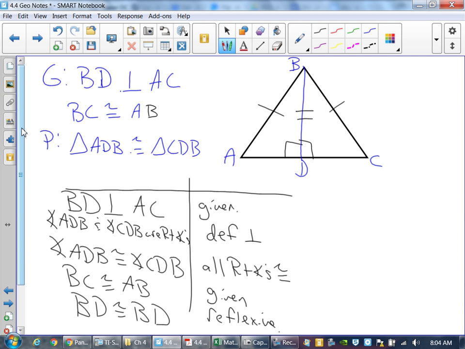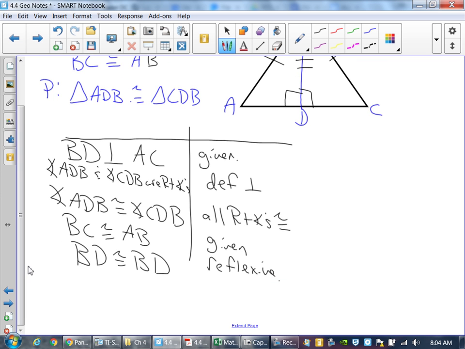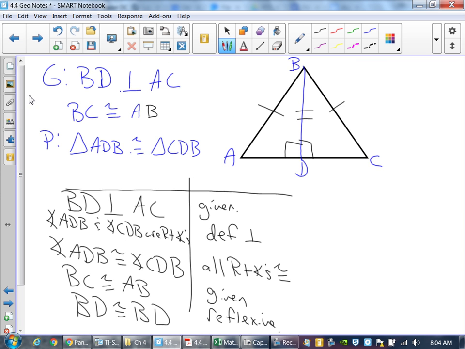Is there such thing as side angle? What do we have? Is the angle between the two? No. It's hypotenuse leg. Guys, if it was side angle side, where's the angle between? It would be between the two sides. Do we have that angle there? No.